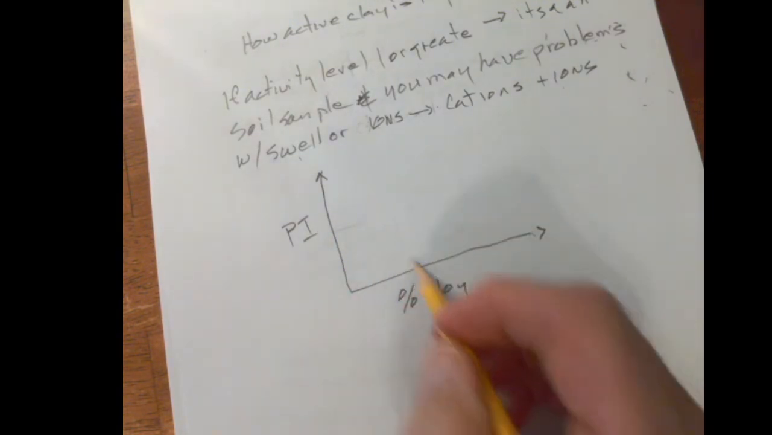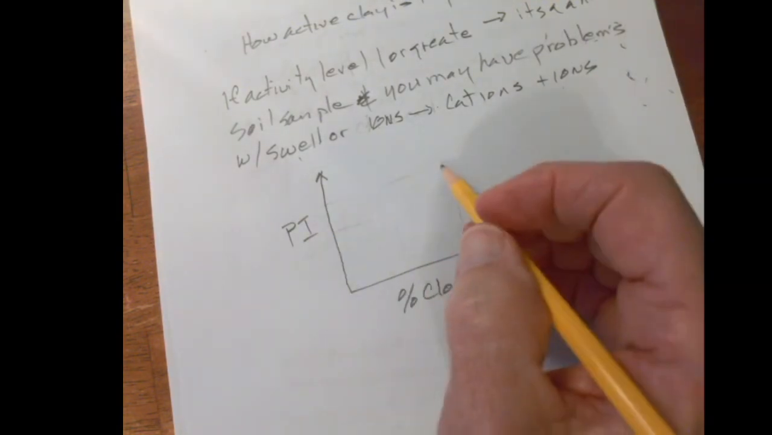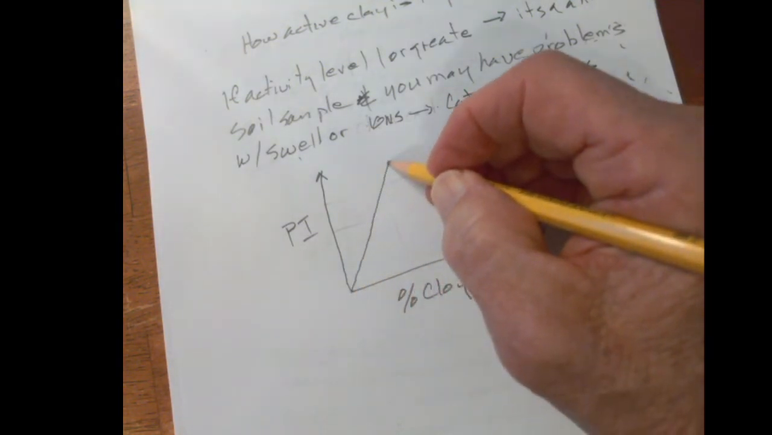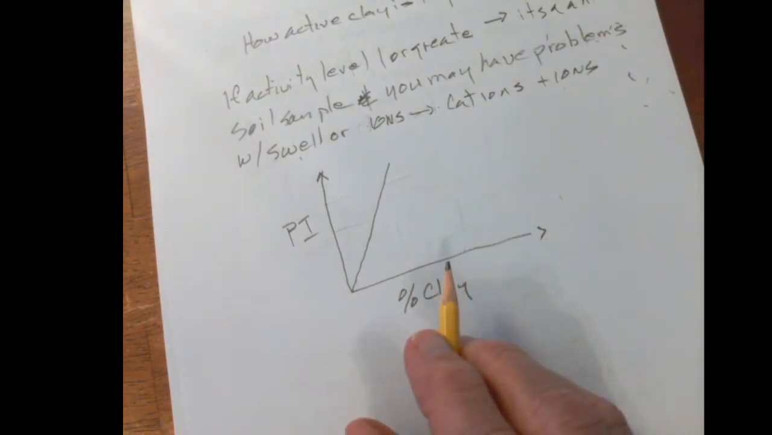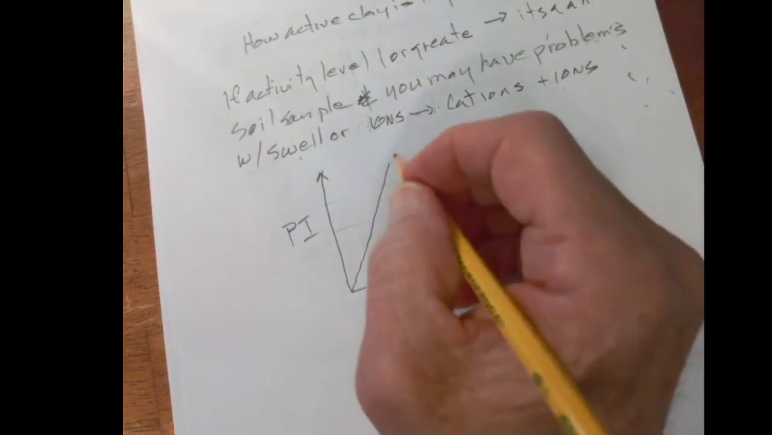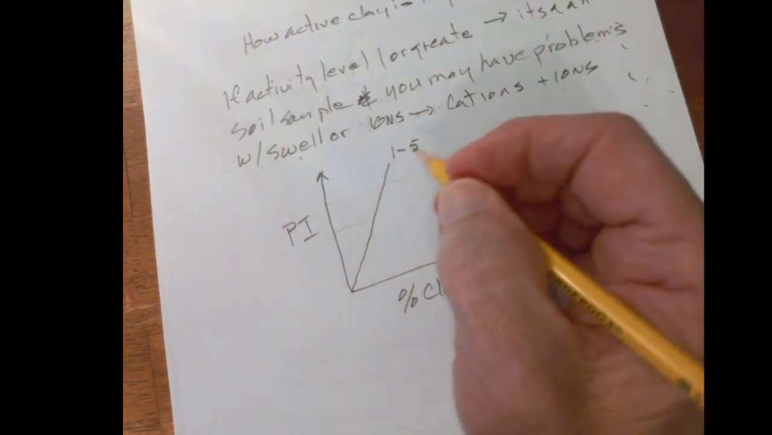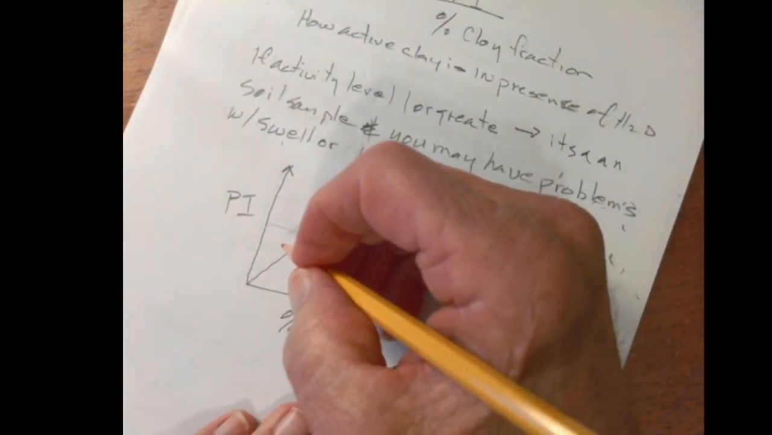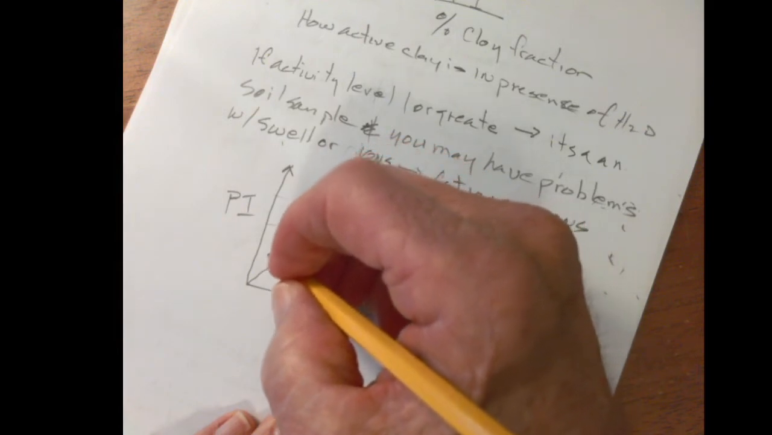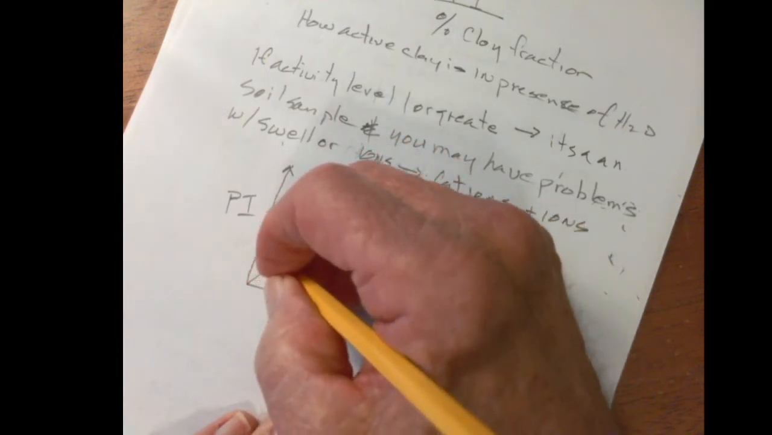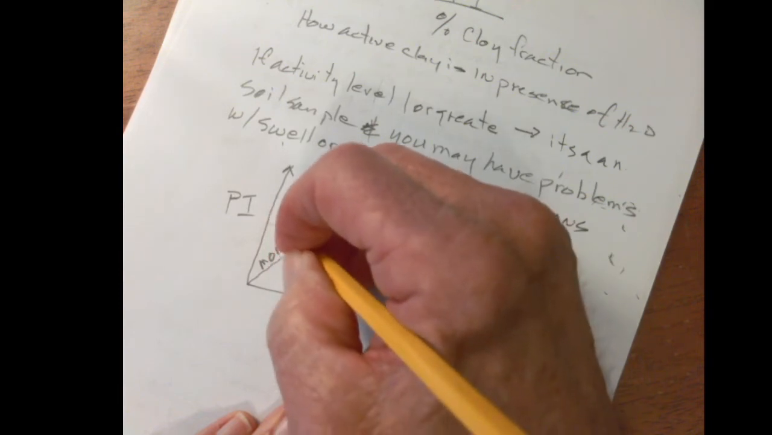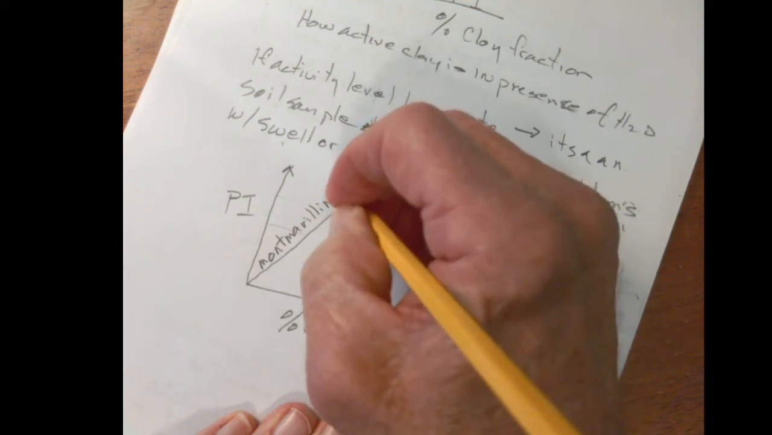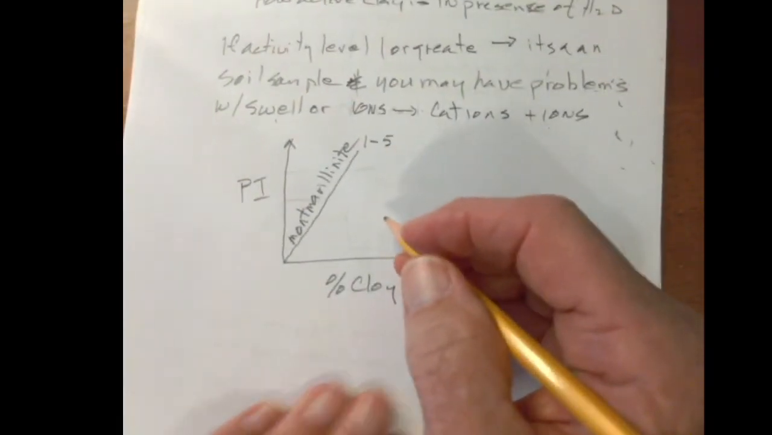And of course, you would be plotting a graph here like this, and you may have one that plots up like this, and that one may have an activity level of 1 to 5. If it's got that, the chart I looked at would tell me that that was Montmorillonite. Get used to these if you stay in soils, Montmorillonite.